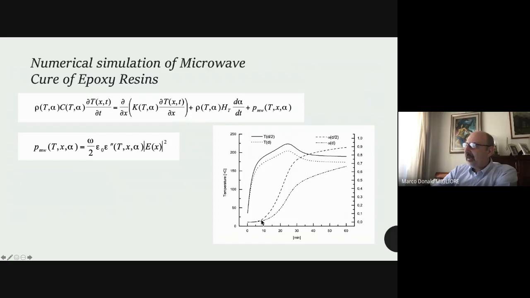And these are some examples of the results. D is the thickness of the device. What we want is that the temperature and also the cure is as uniform as possible in the sample, and in this way we can in some way optimize the cure of the resins.